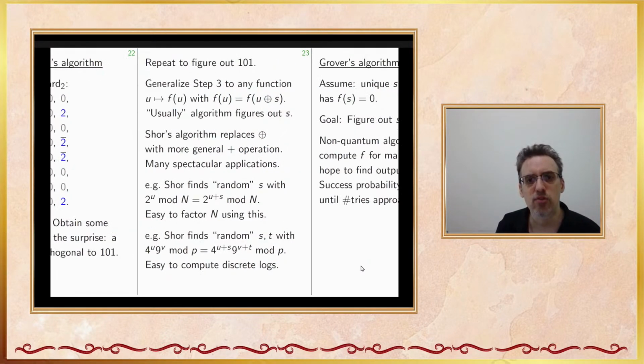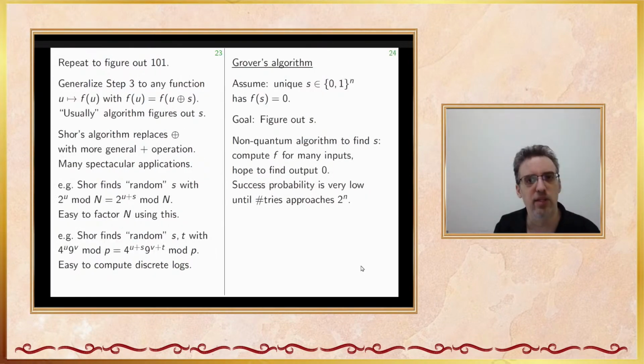All right, I'm thinking I'll do one more example, and then I should let people enjoy a break. And this one more example is going to be Grover's algorithm.